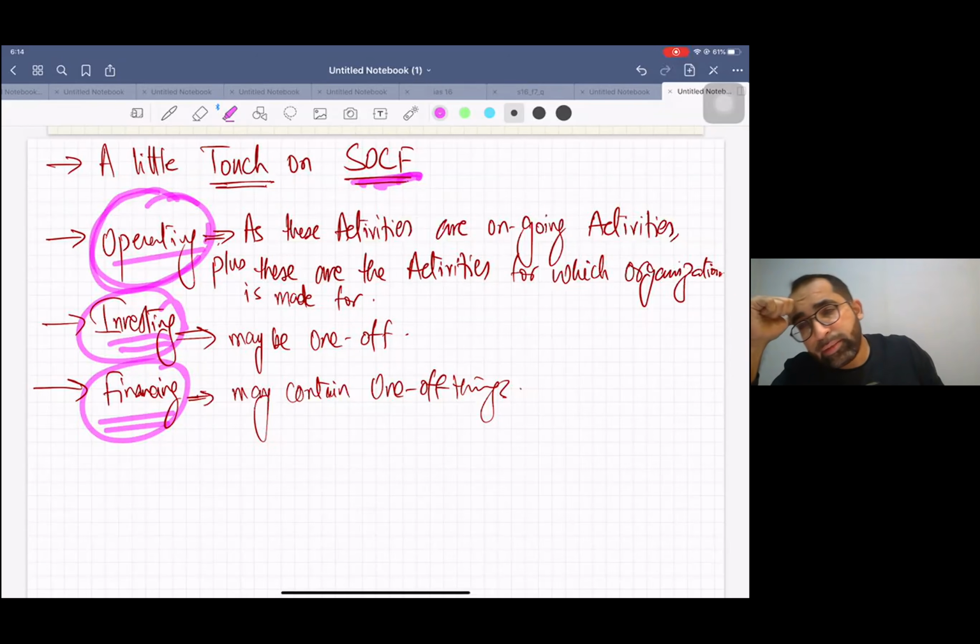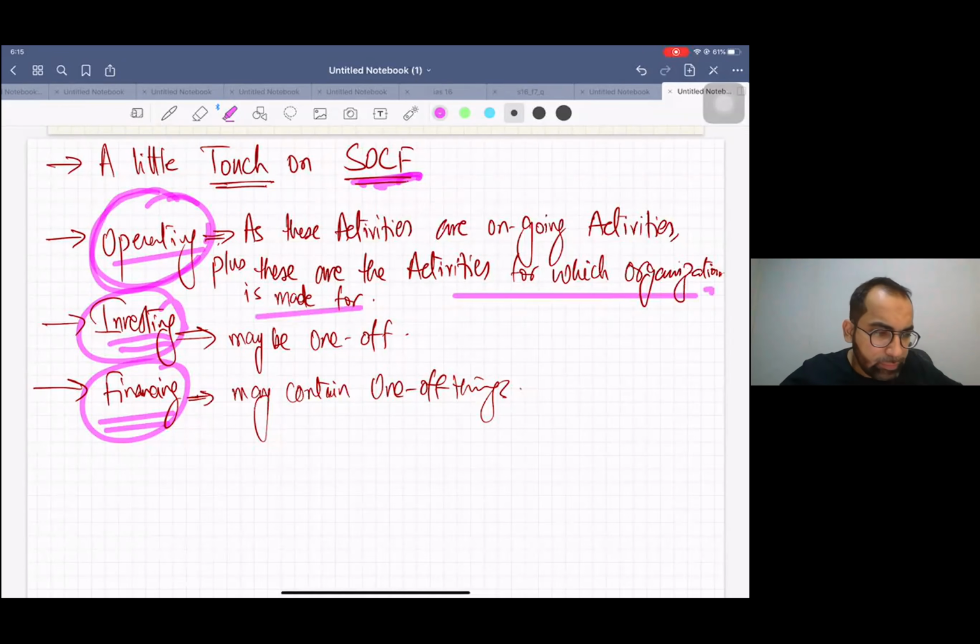Just think, that's your primary activity. So obviously, if in the question the operating cash flows are positive, you should comment positively. But if operating activities are negative, then you should comment negatively. Because all these activities are ongoing, and plus these are the activities for which the organization is made. Don't forget.